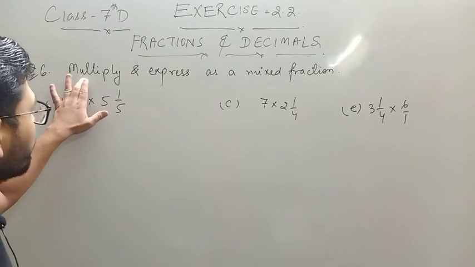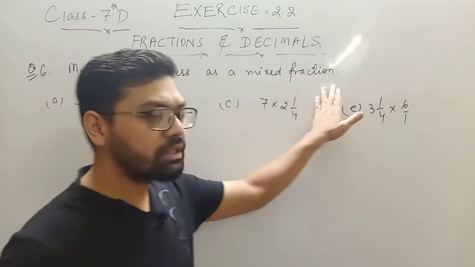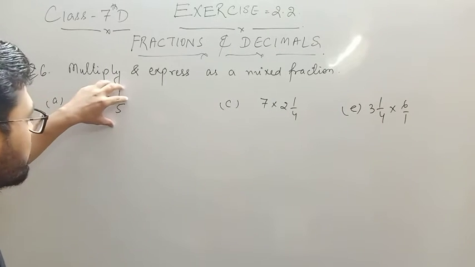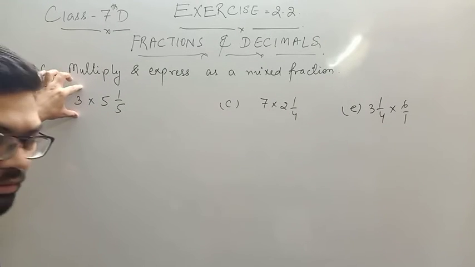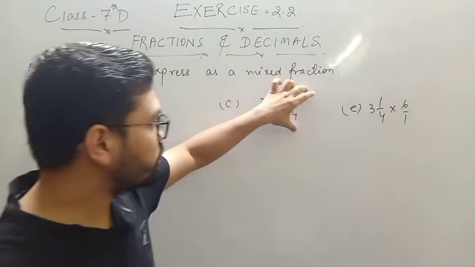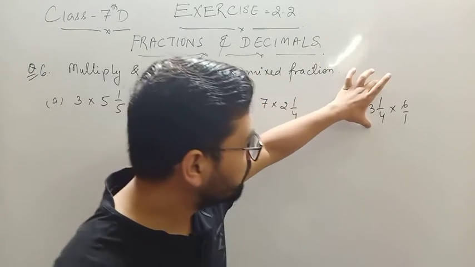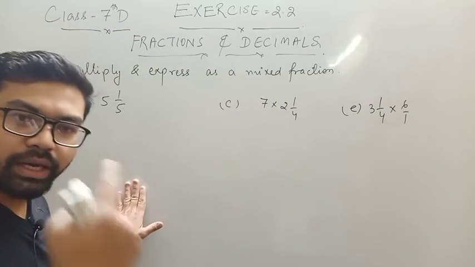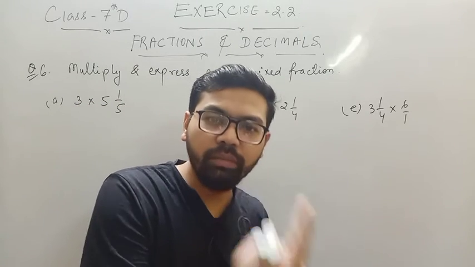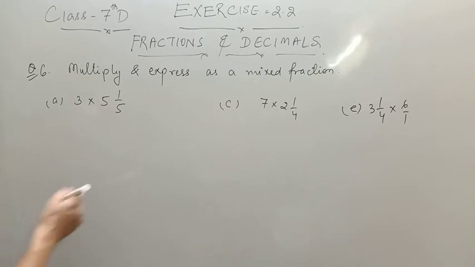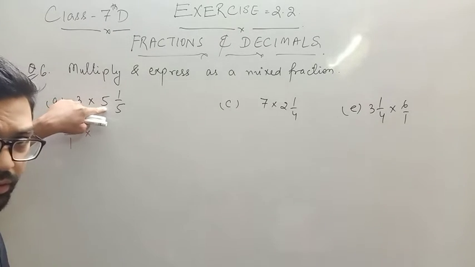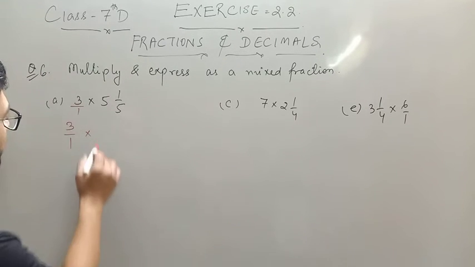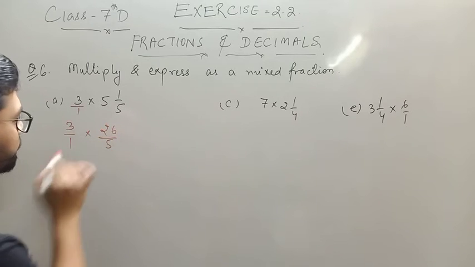So question number 6 is multiply and express as a mixed fraction. Okay, so this is a mixed fraction, multiply with 3. So first you need to convert it into a simple fraction, and then again represent that simple fraction as a mixed fraction. How? Like this. This is 3, or I can write 3/1. 5 5s are 25 plus 1, 26, so 26 upon 5.